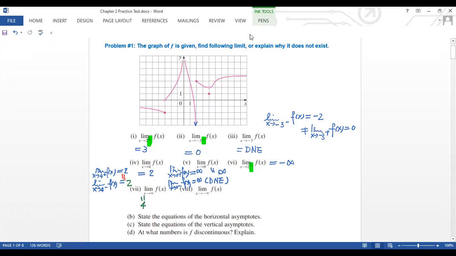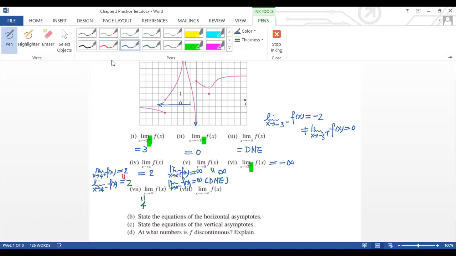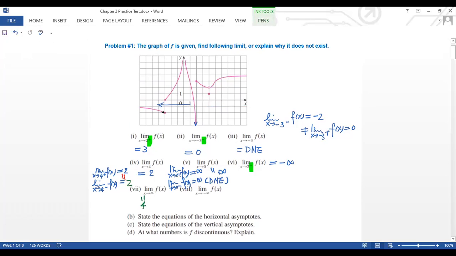Okay, now let's take a look at the next one. Let's say x approaches negative infinity. Negative infinity means I'm going this way. So if you continue to go this way, which part continues this way? It's this graph, right? So gradually, what does this graph approach? This graph approaches -1. So this is what we call a horizontal asymptote, right?